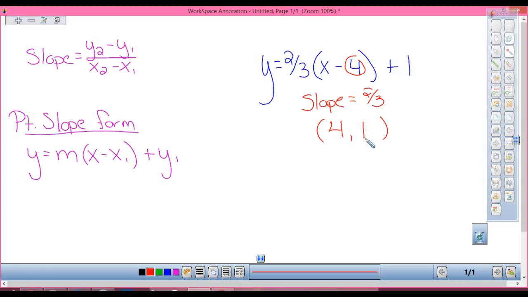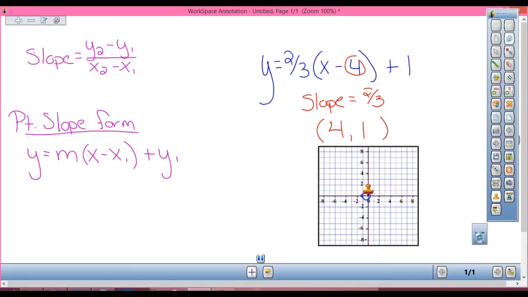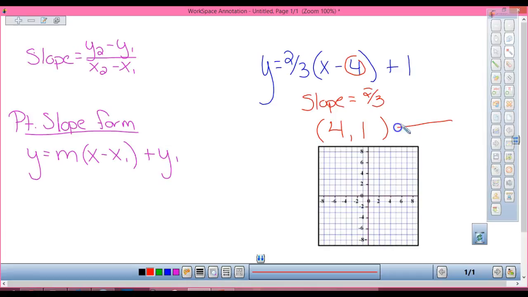Okay, so if I want to graph this, where would I start from? What point do I have? What point? What's my point? 4 and 1. 4 over, 4 up 1. I now have a point.